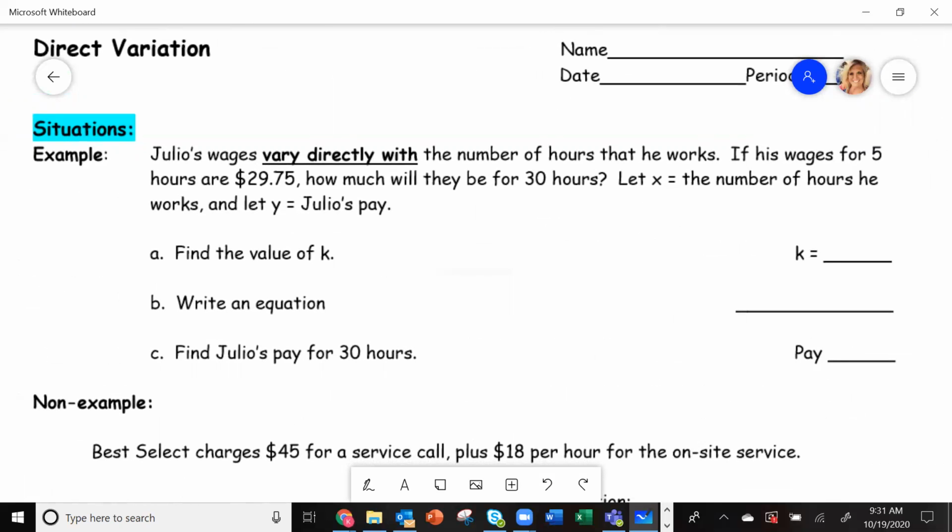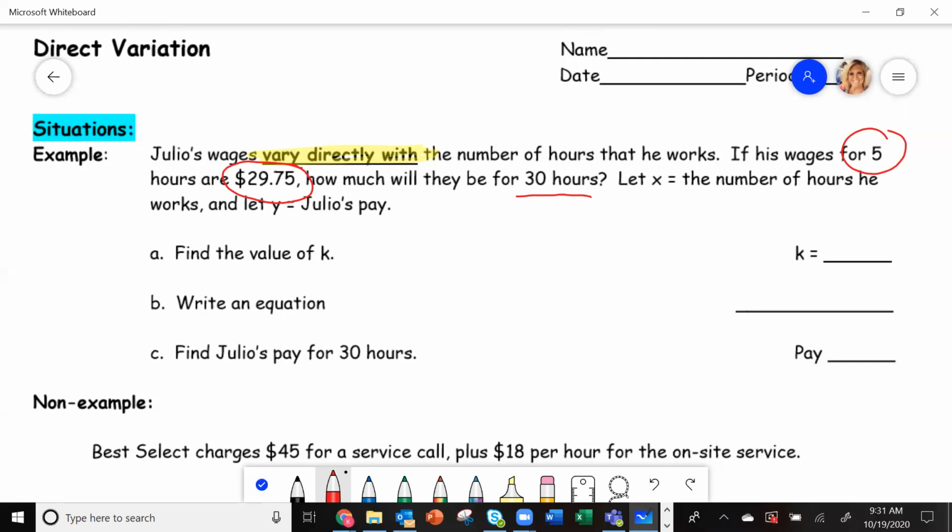It's saying that Julio's wages varies directly with the number of hours he works. Okay, very important when you see this varies directly. That's telling you that it's proportional. It's telling you that you're going to be able to take y divided by x. It's saying that his wages for 5 hours, he's going to make $29.75. And they want to know how much he will make for 30 hours of work.